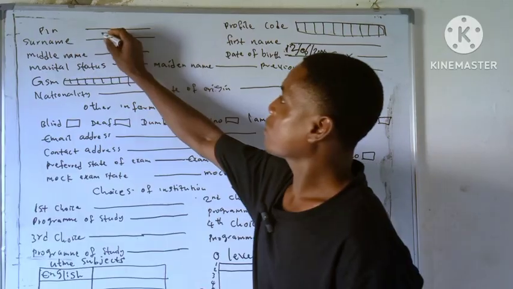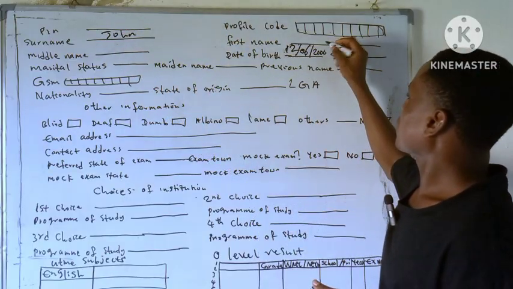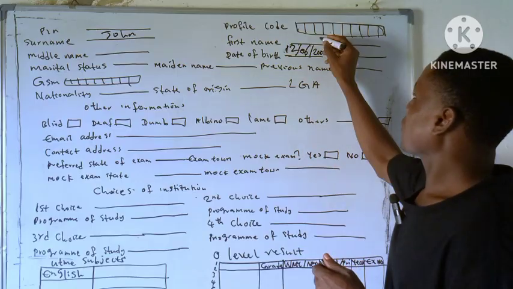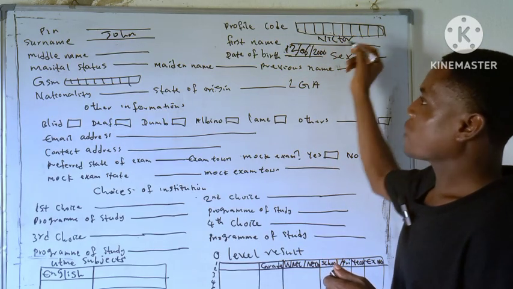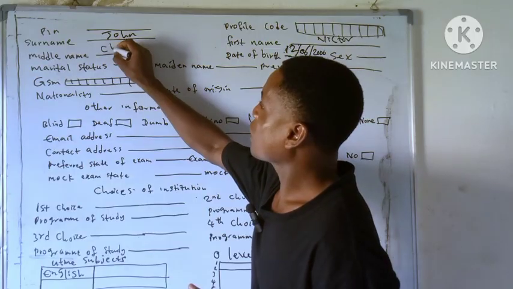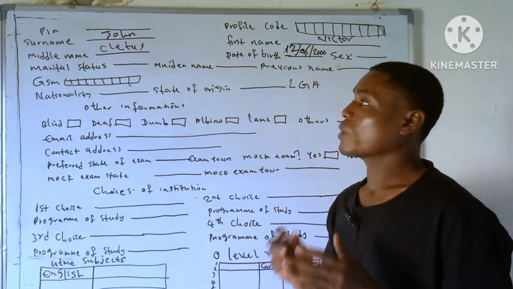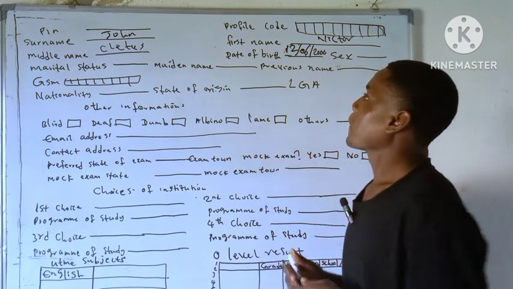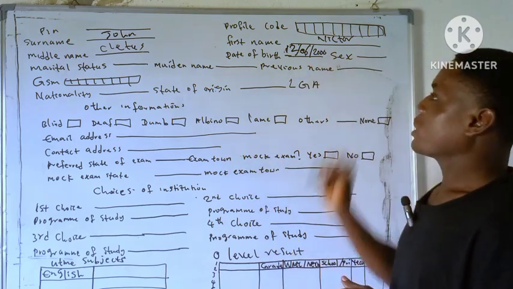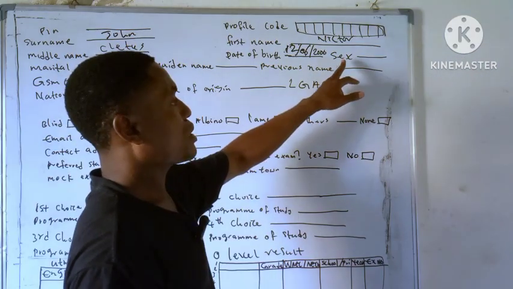Let's say your surname is John, your first name is, let me say, which name will I use? Victor. Then your middle name is Cletus. But if you don't have a middle name, skip that part. If you have, you put it, okay? So then your date of birth, okay? Your date of birth.